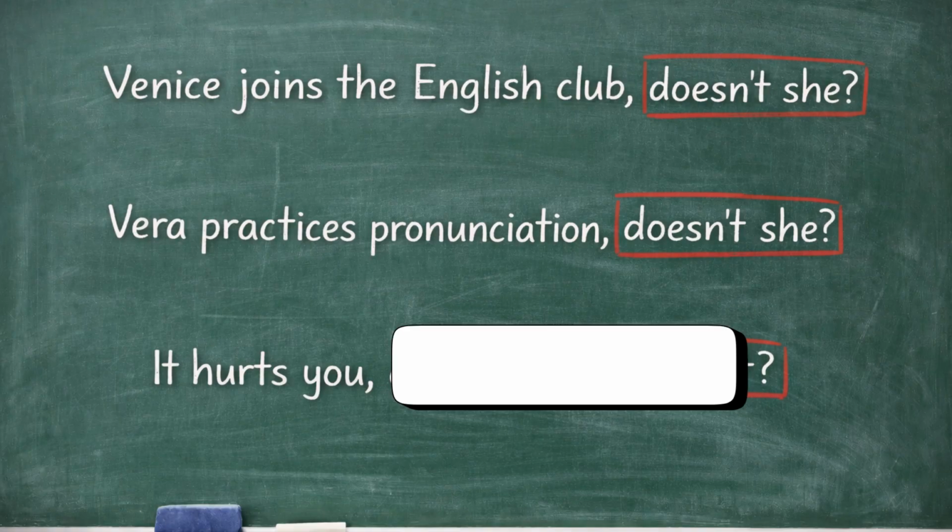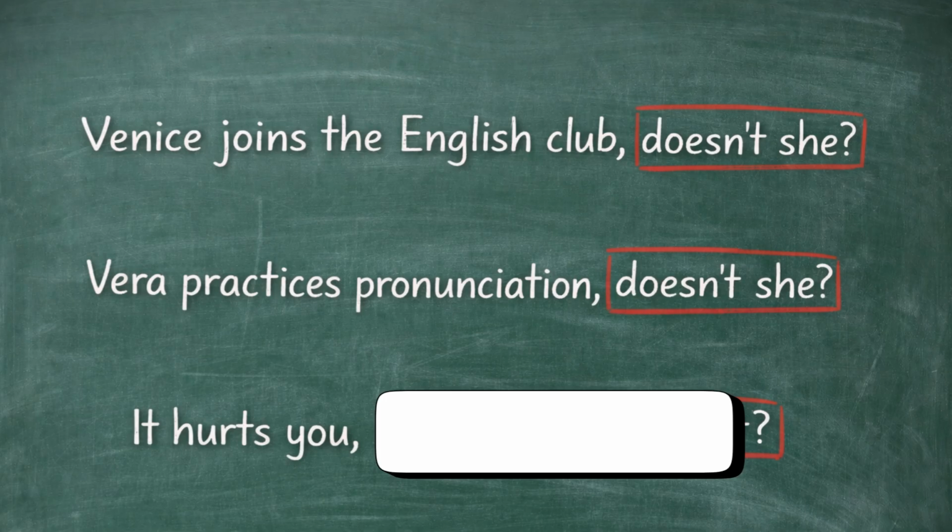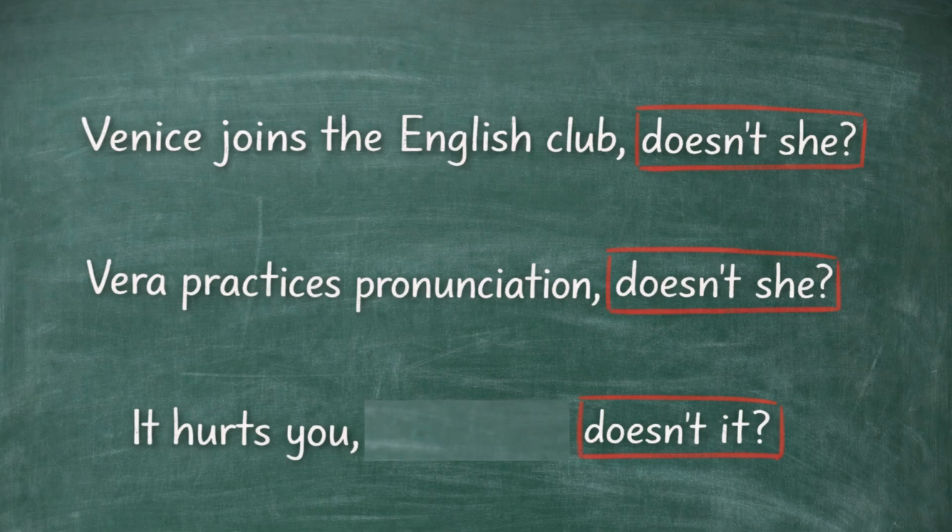Again, the statement, the base or the stem sentence, is positive. So the tag question should be expressed in the negative. Okay, should be expressed negatively. How will you if it's negative? There's the word not or n't. Okay, so we go, it hurts you, doesn't it? It hurts you, doesn't it? We don't say it hurts you, does it?